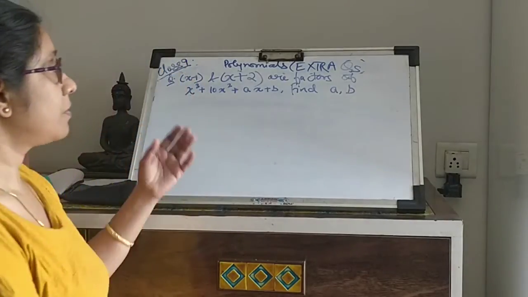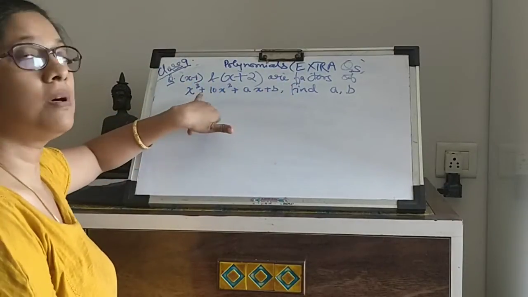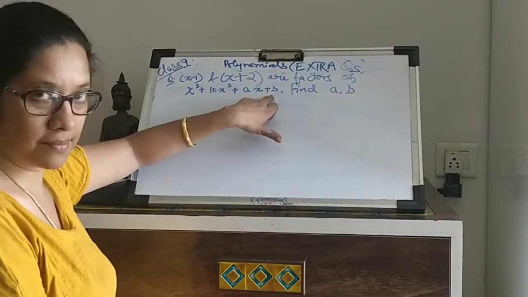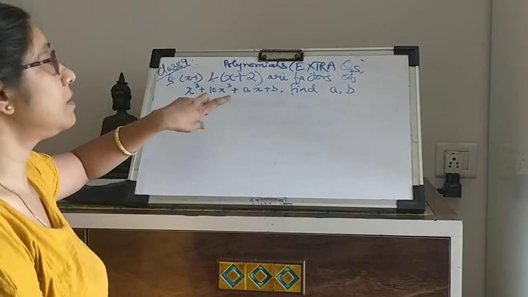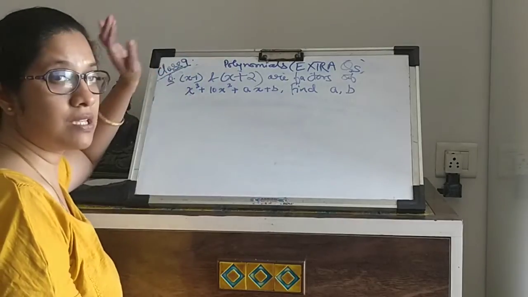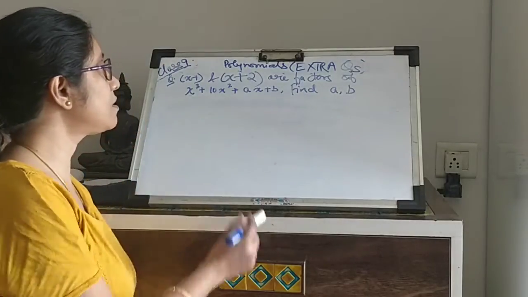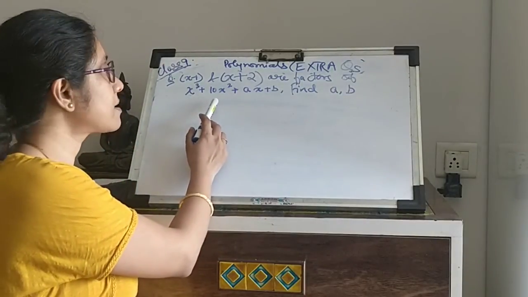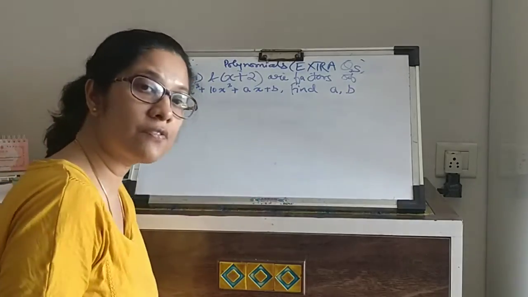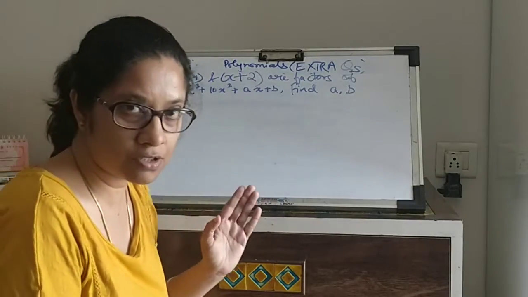So here we are given a polynomial x cubed plus 8x square plus ax plus b, and we are also given two factors of this polynomial, x minus 1 and x plus 2. We are given that x minus 1 and x plus 2 are factors of polynomial x cubed plus 8x square plus ax plus b, and we are supposed to find out the values of a and b. This is a straight cut application of factor theorem.